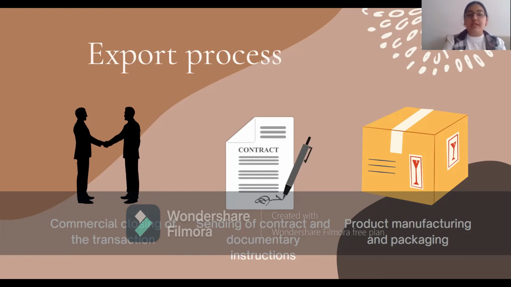Then we have stage number three, that is the product manufacturing and packaging. The manufacturer must manufacture the product according to the characteristics agreed with the buyer, and also must carry out product packaging and labeling that is appropriate both to the buyer's condition and to the requirements of the country of destination.